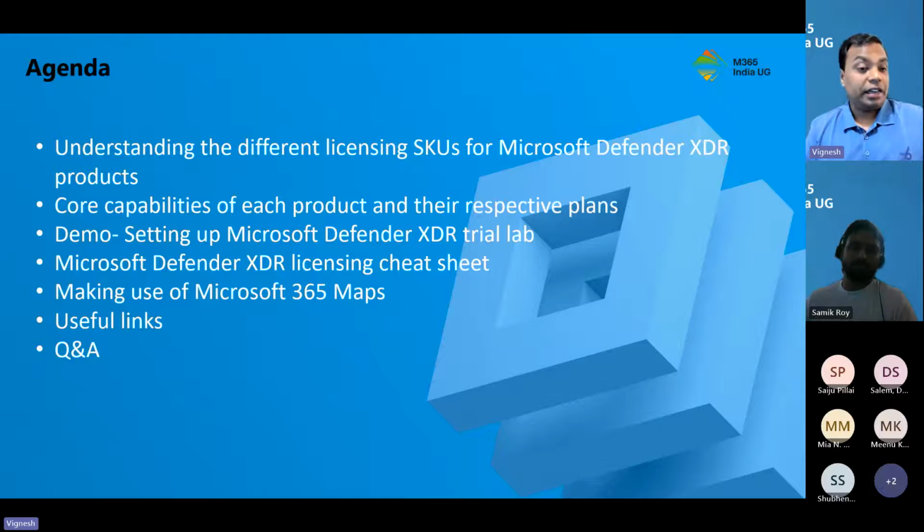For each and every single product, we'll be talking about the different SKUs, and which SKUs offer that particular capability. And then we'll also be talking about the core capabilities of each product and their respective plans. What I mean by this is, if I'm talking about MDO, what are the core capabilities which Defender for Office 365 can offer, right? And what are the different plans within Microsoft Defender for Office 365 and what's covered in every single plan. So that's what we are trying to unlock when I talk about core capabilities.